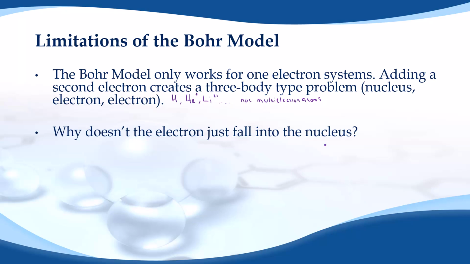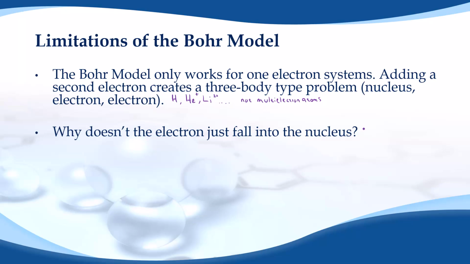The second major problem that this model has is that since we know the electron is negatively charged and the nucleus is positively charged, they should be attracted to each other. So why doesn't the electron just fall into the nucleus? This is something that Bohr ignored in his model because he just said, well, it's just not going to happen. But it's a good question because, if all we're talking about is attraction, it should at some point happen.